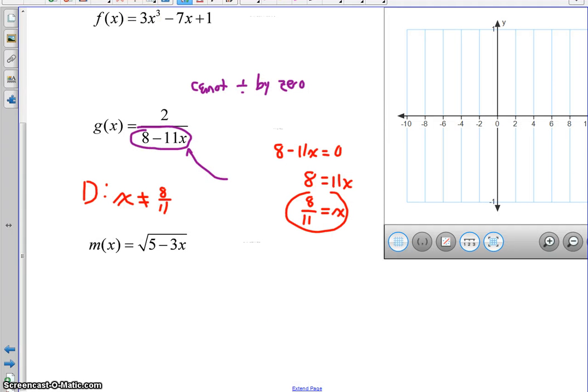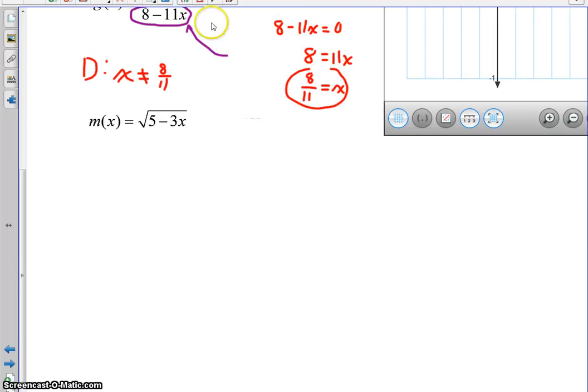Okay, and last but not least, here I have a square root function. So ask yourself, is there anything I can't take the square root of? Well, you saw on the first day when you were doing your parent functions that you cannot take the square root of a negative number. So any x value that makes what's under the square root negative is not going to be a valid part of the domain.